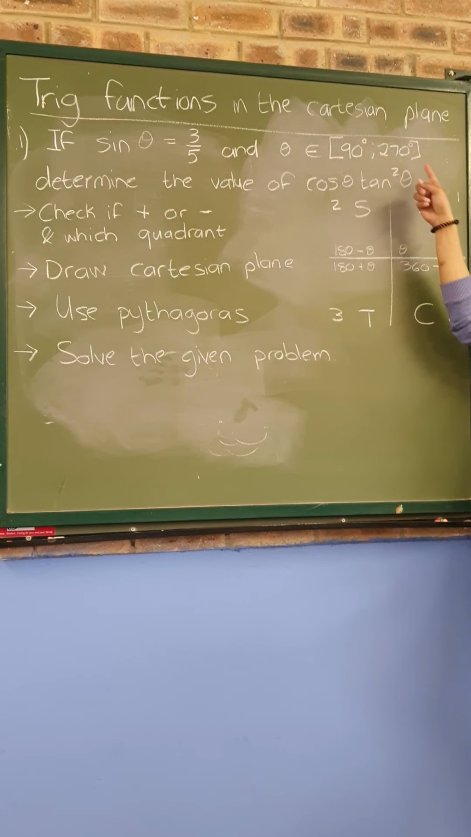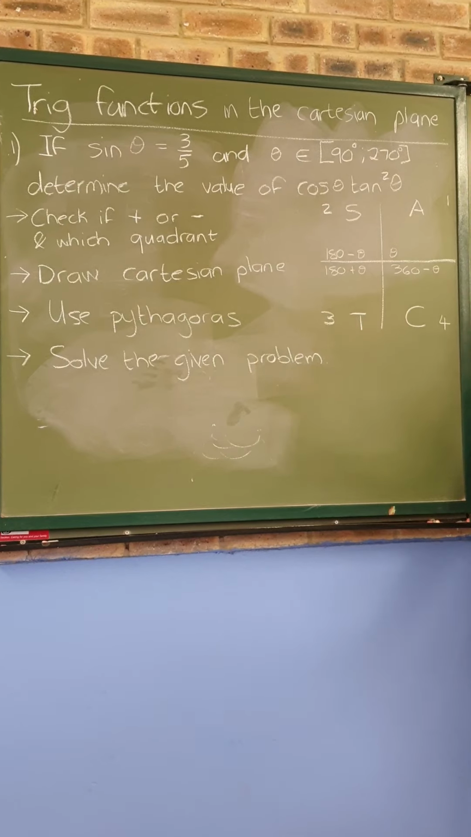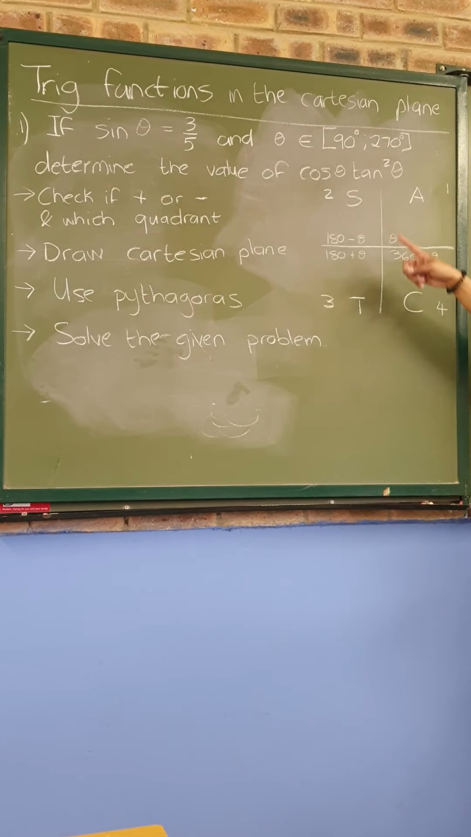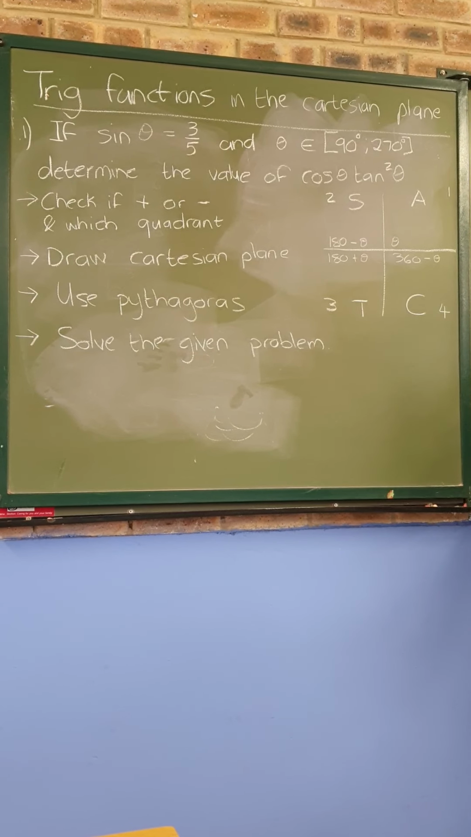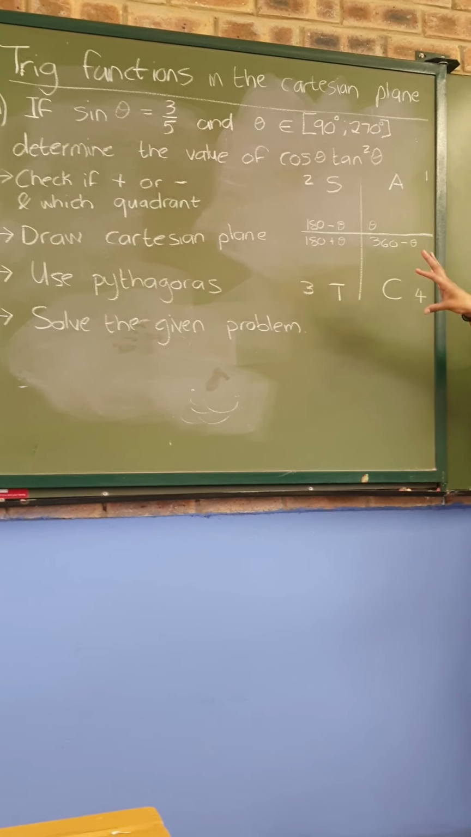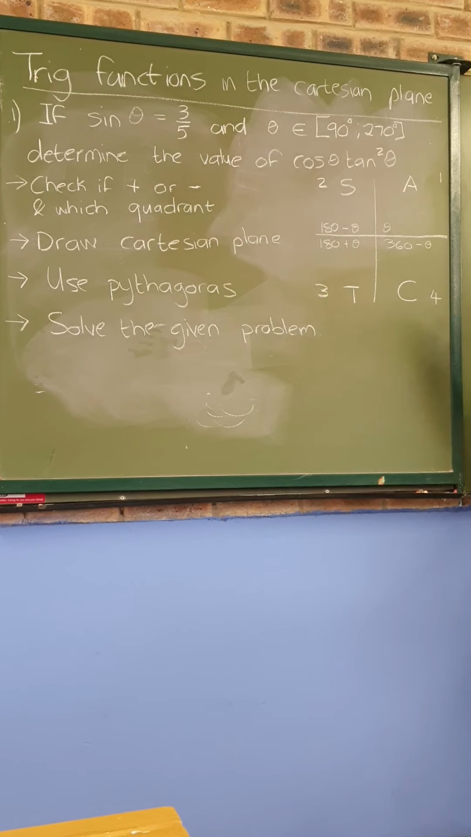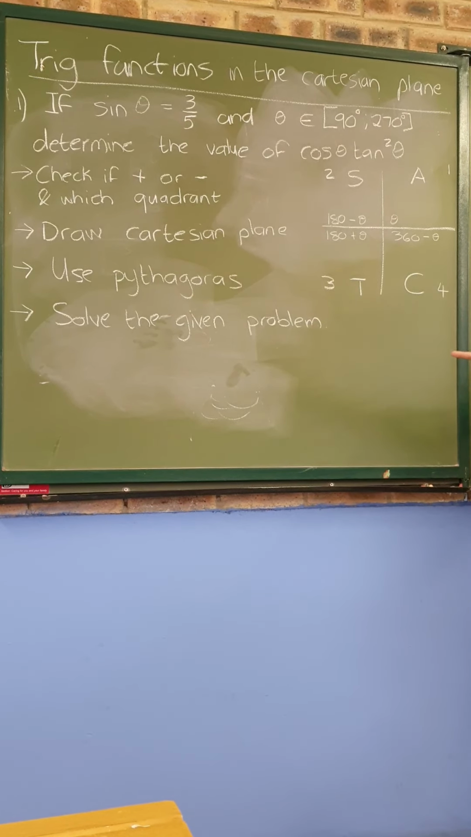lies between 90 degrees and 270 degrees, determine the value of cos theta, tan squared theta. Now, on Tuesday's lesson, ma'am taught you the CAST diagram. She explained to you how it works, where to see which trig identity is positive or negative, right? So you're going to apply that to these questions. This is how they're going to ask it. They're not going to ask you a question like how you did in the exercise on Tuesday. They're going to ask it to you in this way here.